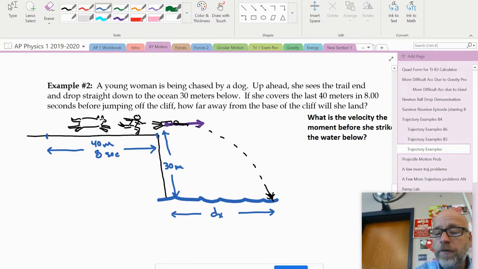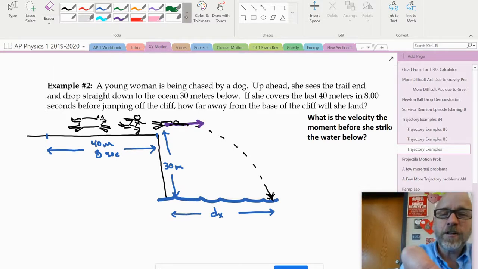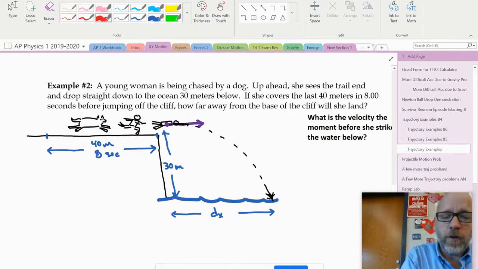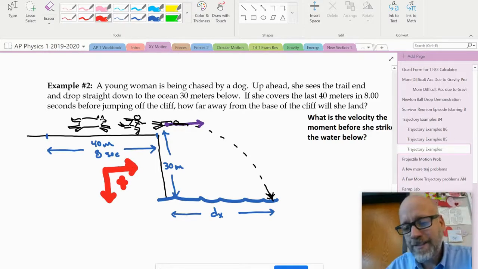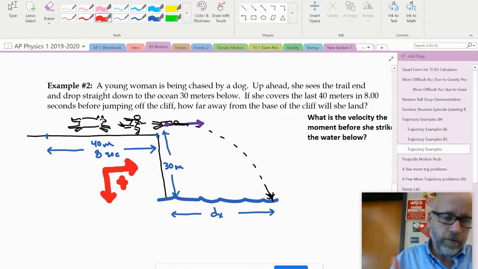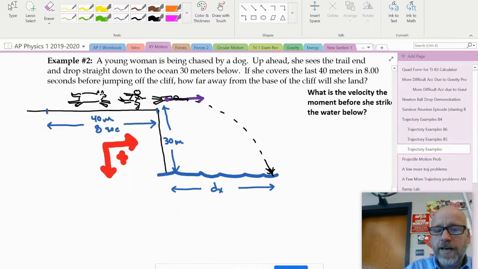Okay. The only thing missing from my diagram is what? Yeah, that's right. The positive arrow. So I'm going to go ahead and draw that in. And again, I'm going to make down and right positive. So all of my signs need to be coordinated with that. Okay, so let's tackle it.